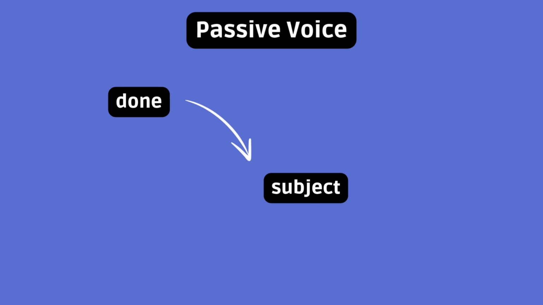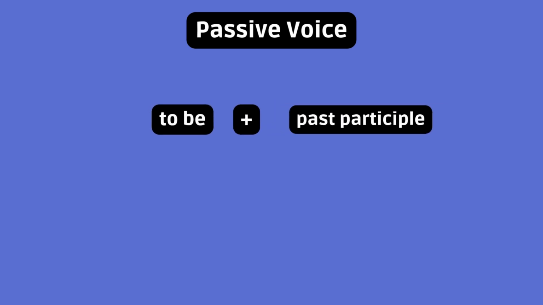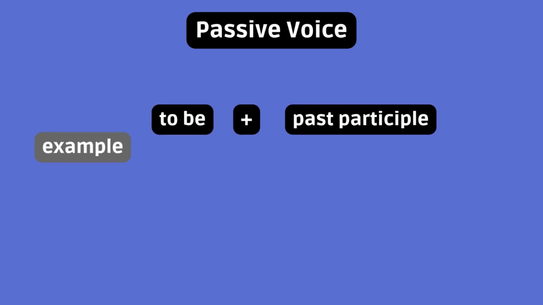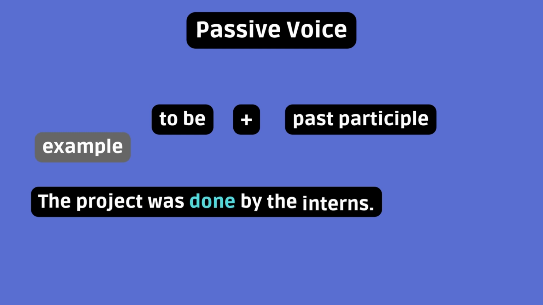In the passive voice, the past participle is used to show that something is being done to the subject, rather than the subject doing the action. It works together with a form of the verb to be. So its structure is to be plus past participle. Example: the project was done by the interns. Obviously, the project didn't do anything. It's the interns who have done the project.